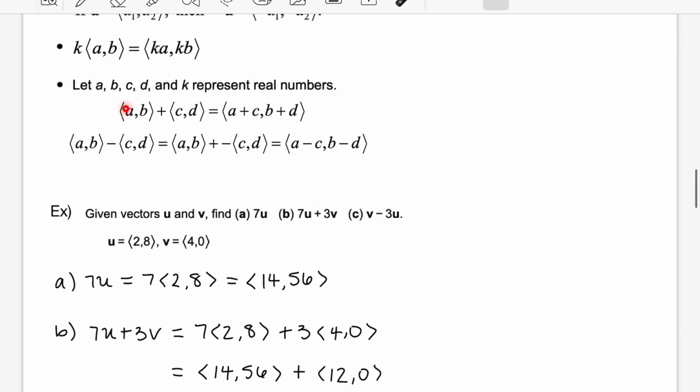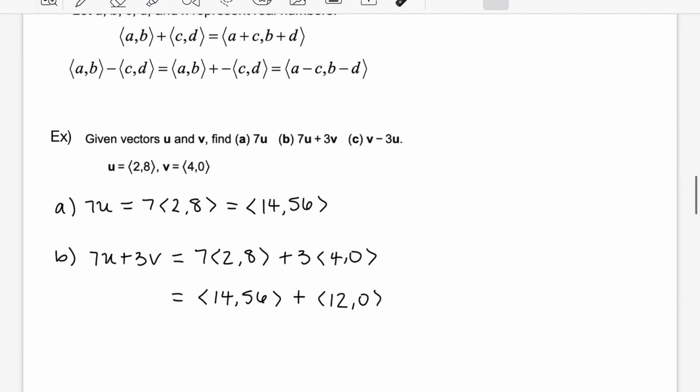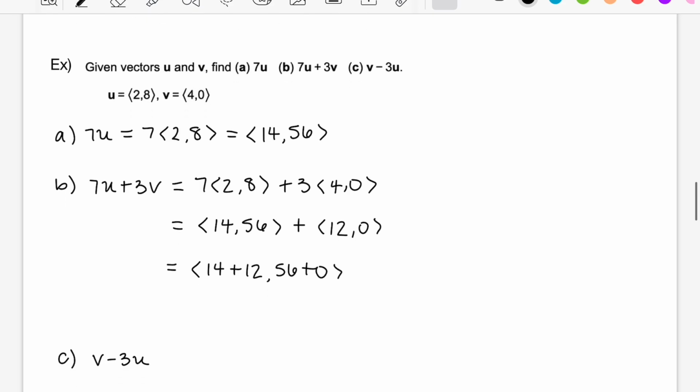So we're going to use this here. When we're adding these two vectors, we're going to add our horizontal and then our vertical components separately. So here we'll have 14 plus 12, and then 56 plus 0 for our vertical component. This will give us 26, 56 as our resulting vector from doing these operations on these two vectors here.